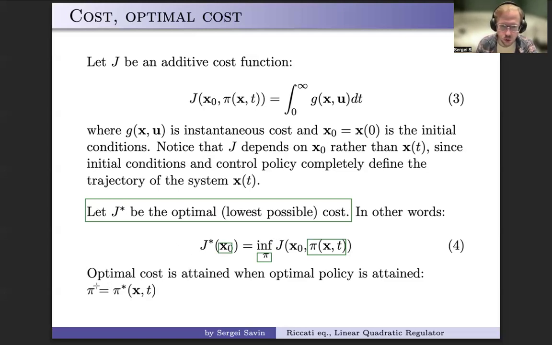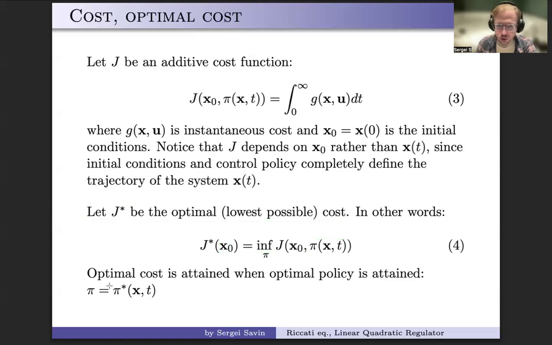Now, optimal cost, you would find it when we find the best possible control policy. The best possible control policy we will describe as pi star. So the optimal, best possible cost is J star. Best possible policy is pi star. All right. So the star represents the best in this lecture.